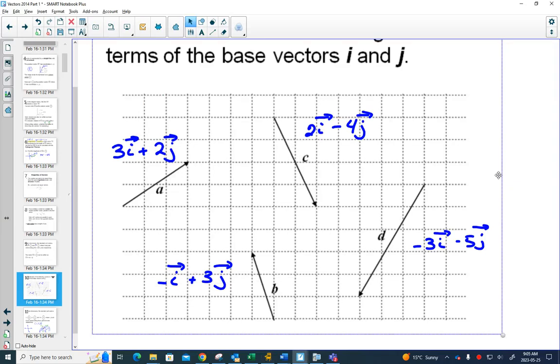So you're going to use a negative sign if your x is going left. You're going to use a negative sign if you're going down. So that's why some of them are positive, some of them are negative. So it is important to see which direction your vector is going.